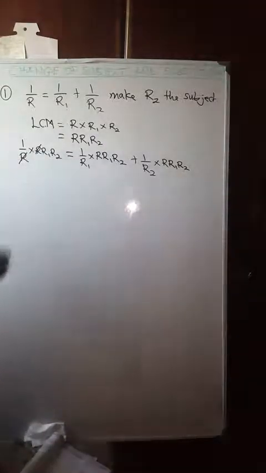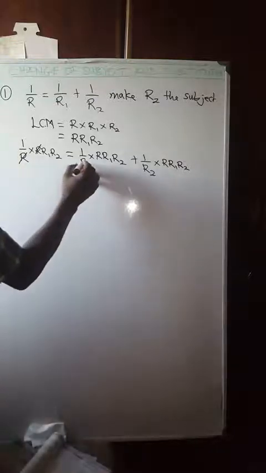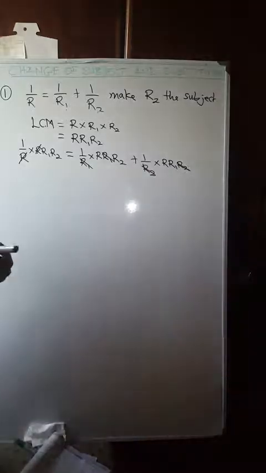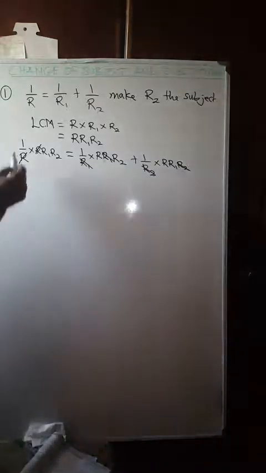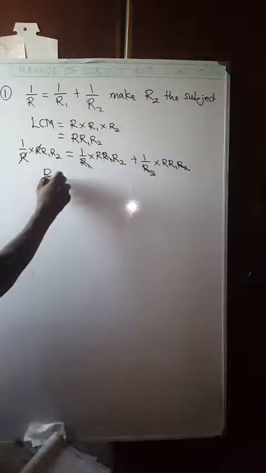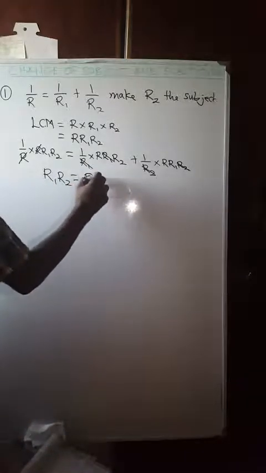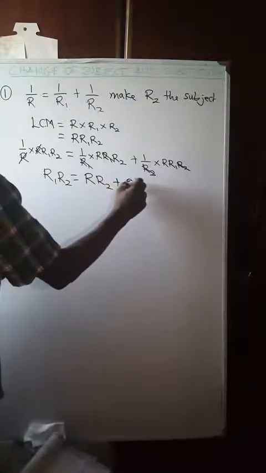So we cancel out the common letters. R, we cancel R here. We have R1 here, cancel R1. We have R2 here, cancel R2. Then we multiply the numerator by the whole letters. So we have 1 times R1 R2, that will give us R1 R2. Yes, we have R R2 plus R R1.